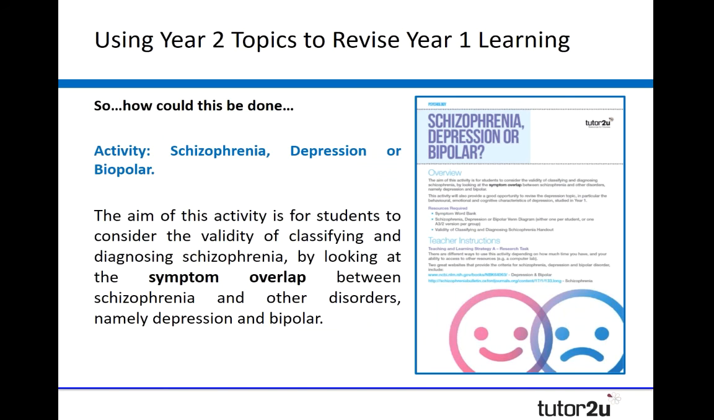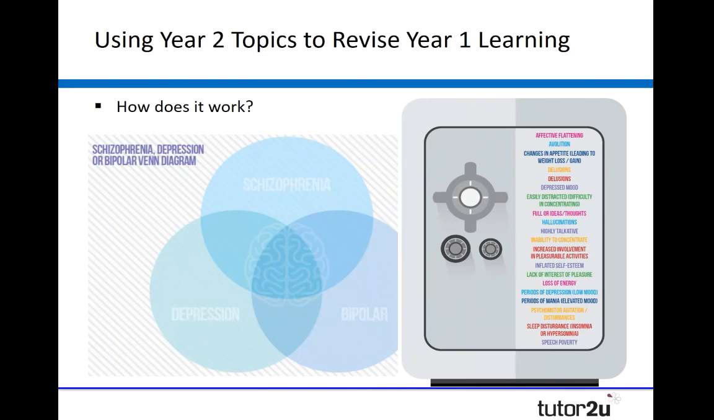The activity is called schizophrenia, depression or bipolar, and it is designed to consider the validity of classifying and diagnosing schizophrenia by looking at what's known as symptom overlap, by looking at the different symptoms that occur for schizophrenia and other disorders, and I've chosen depression and bipolar. Now, the way this particular activity works is you can give your students a word bank of all of the different symptoms that you choose.